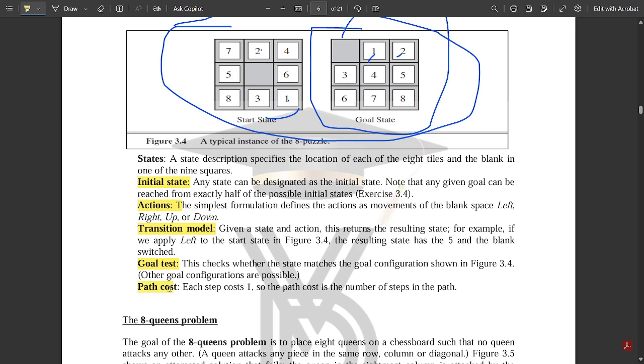And path cost. Path cost for this is each step costs one. So the path cost is the number of steps in the path. Okay, that is how many steps you would be taking to reach the goal state. That would be the path cost for this case. Okay, hope it is clear. The complete 8 puzzle problem. The answer which I provided in the PDF is completely the same thing which I have explained. It is in the theoretical part. Okay, let us discuss that as well now.